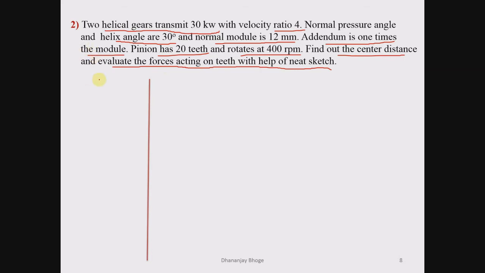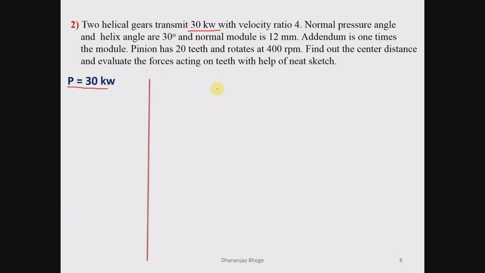Let us extract the information from the problem statement. Power is 30 kilowatts, so P is 30 kilowatts. We indicate power by P. Velocity ratio is 4, so I have taken VR equal to 4. Then normal pressure angle and helix angle are 30 degrees, and normal module is 12 millimeters. So m n is 12. Helix angle alpha and normal pressure angle phi n are 30 degrees.